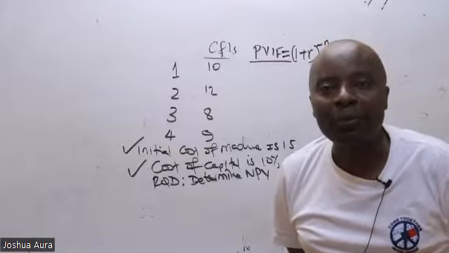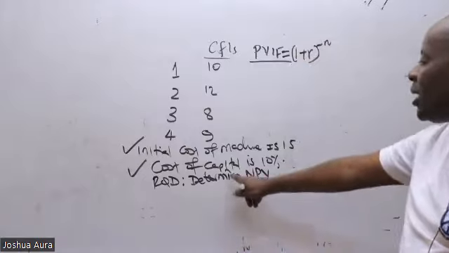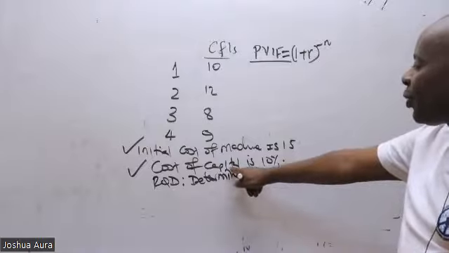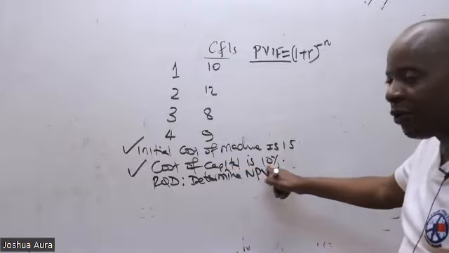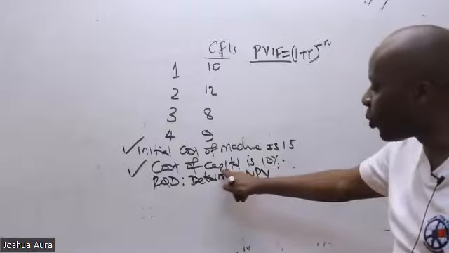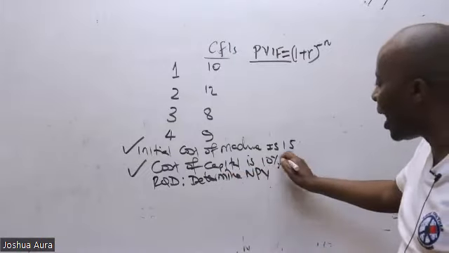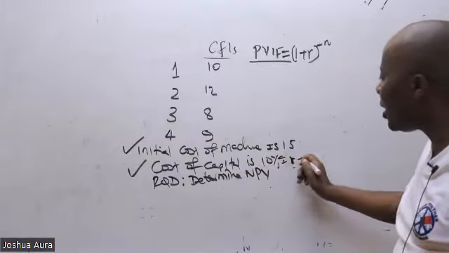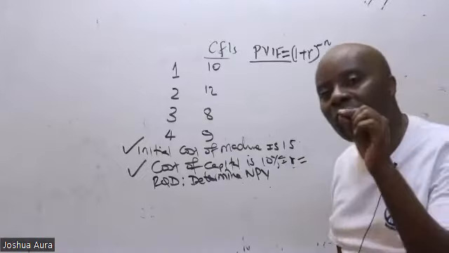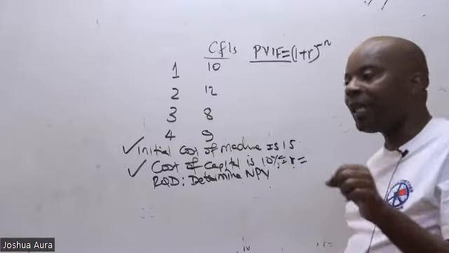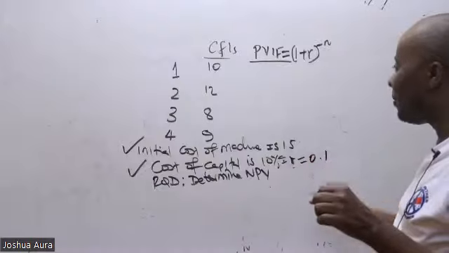Fortunately, the cost of capital has been provided in the question here. It is here. The capital providers need a return of 10%. So R has been defined. And you see, 10% is the same as 0.1.